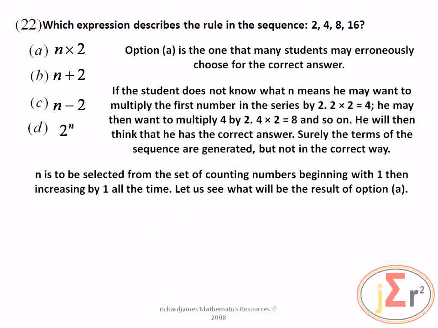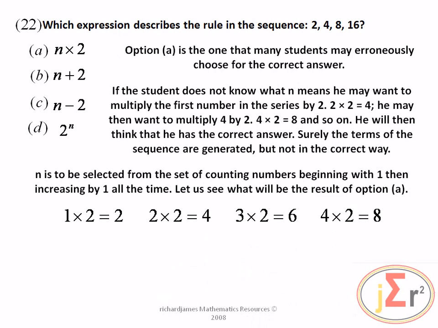N is to be selected from the set of counting numbers beginning with 1, then increasing by 1 all the time. So let us see what will be the result of option A. 1 multiplied by 2 is equal to 2. 2 multiplied by 2 is equal to 4. 3 multiplied by 2 is equal to 6. And 4 multiplied by 2 is equal to 8.